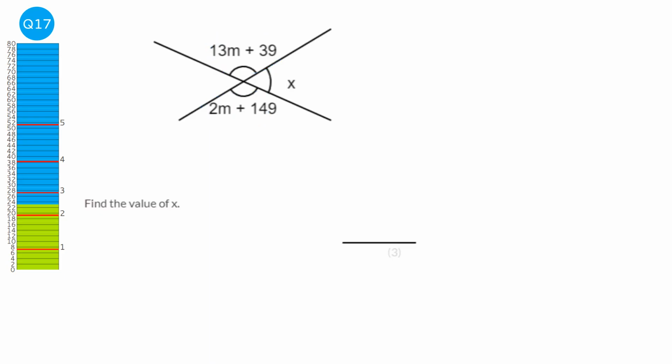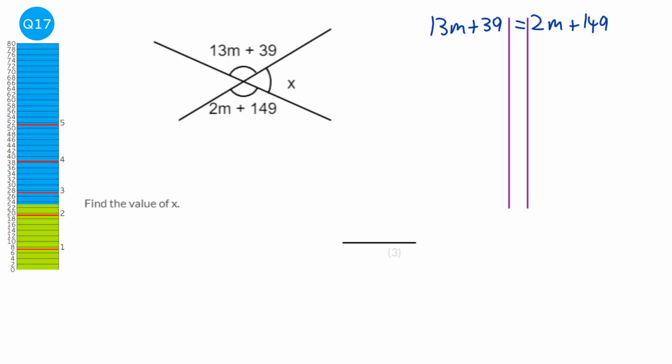So we have a set of vertically opposite angles here and here. And we're going to start with those because we have to find out what m is before we can work out what x is. And vertically opposite angles are always equal, so we've got 13m plus 39 is going to equal 2m plus 149.